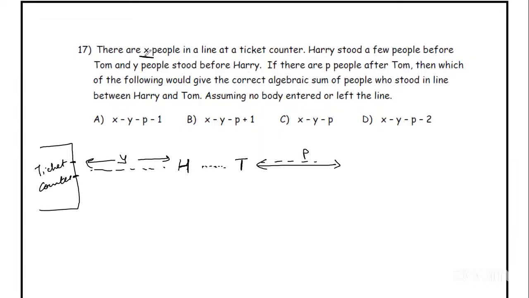Now remember the starting point, there are X people. So when there are X people and you have to find out how many stood between Harry and Tom, first of all, you take X people and subtract the Y people which are before Harry, P people after Tom, and then you subtract the two people which are Harry and Tom. And that way you'll get the remaining people between Harry and Tom. A very simple question. Total X, subtract Y, then subtract P, and then subtract Harry and Tom, which is 2. So whatever remains is between Harry and Tom. Got it? So your answer option D is your answer. It's a counting question.